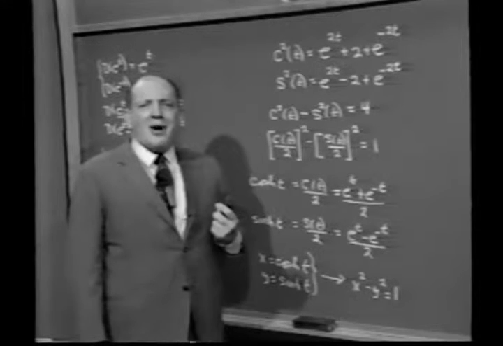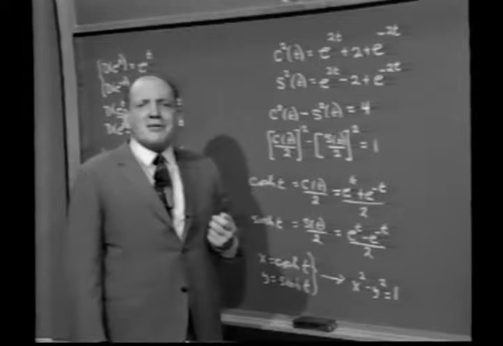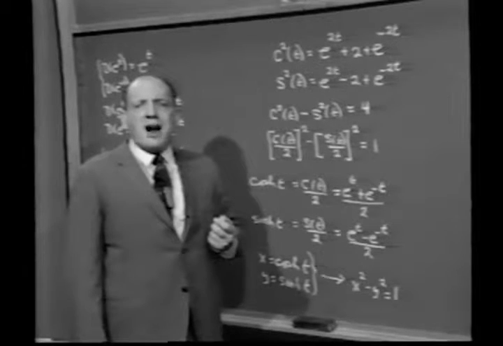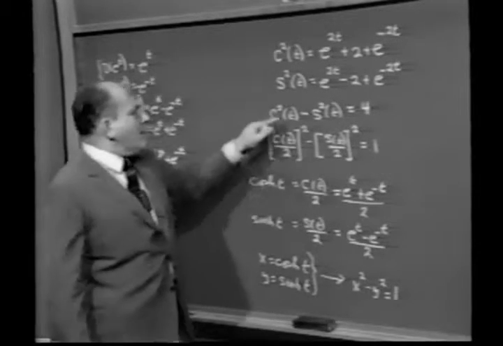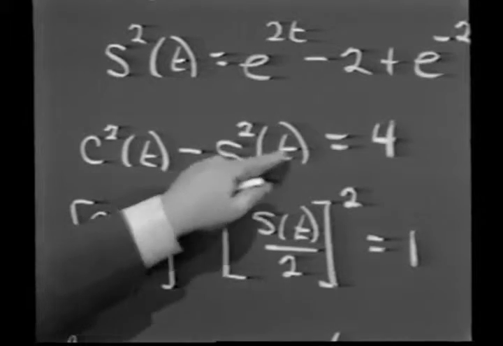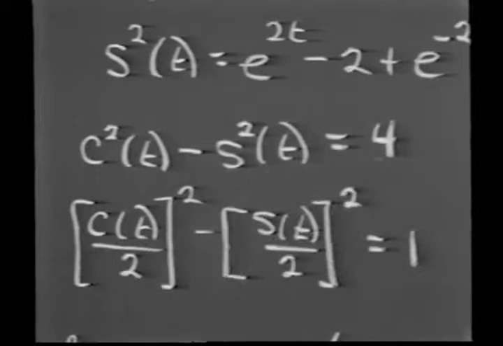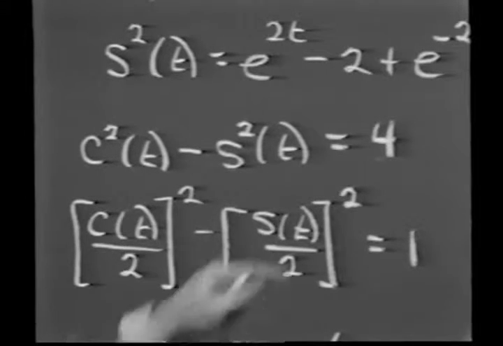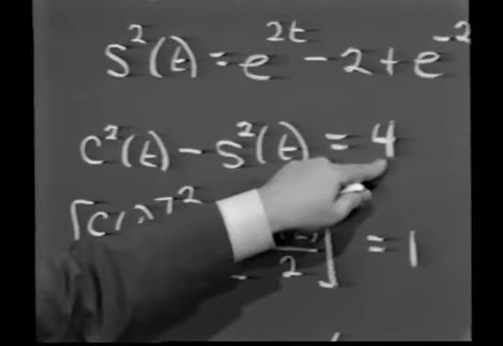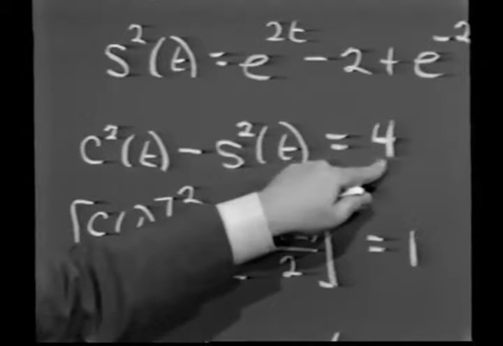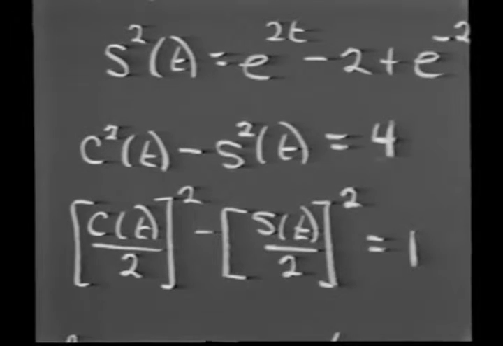Okay? However, if you think of the so-called unit hyperbola, the one for which x squared minus y squared is 1, notice that c squared minus s squared equals 4 almost has that form. Well, it has the form. All that's spoiling it is the 4 on this side. Now, you could pretend the 4 was a 1, but that would be cheating.